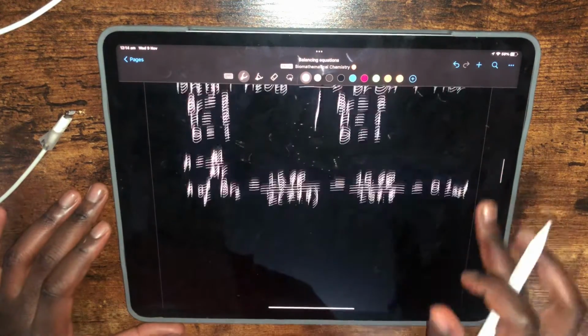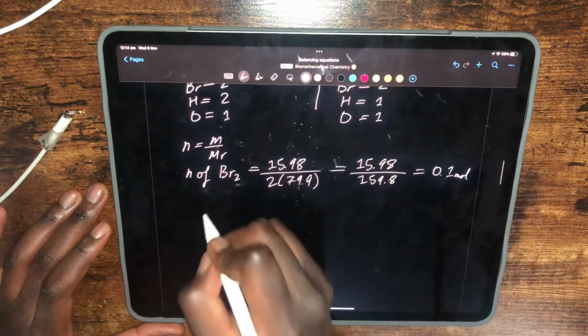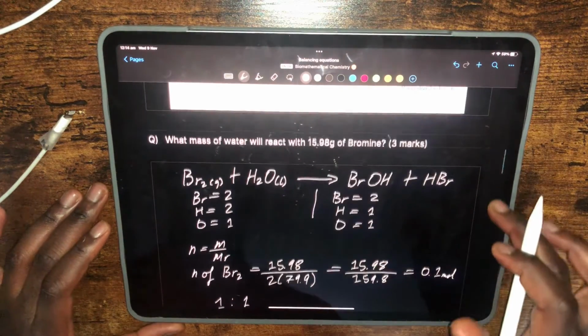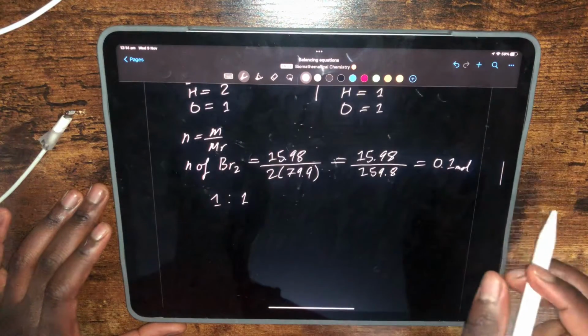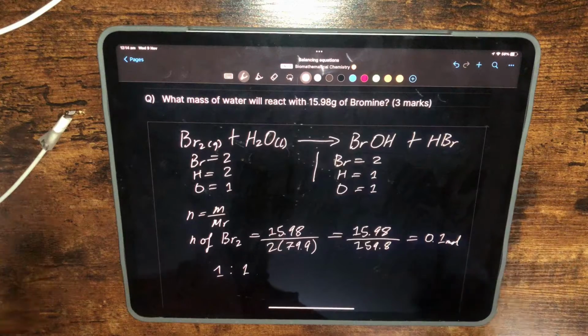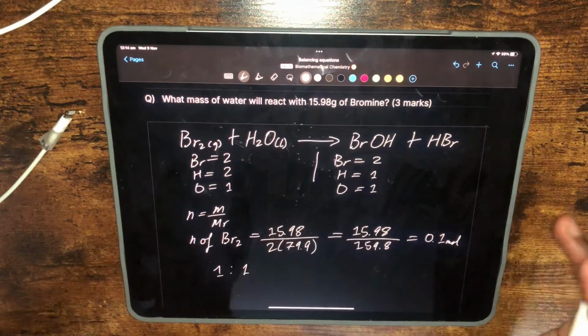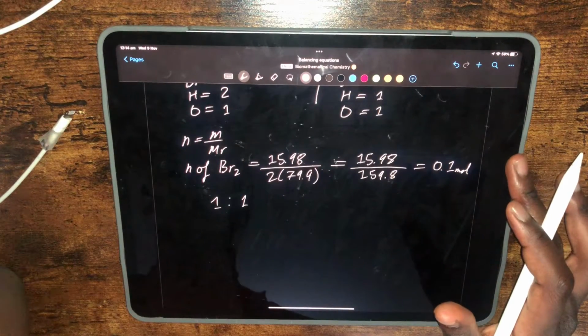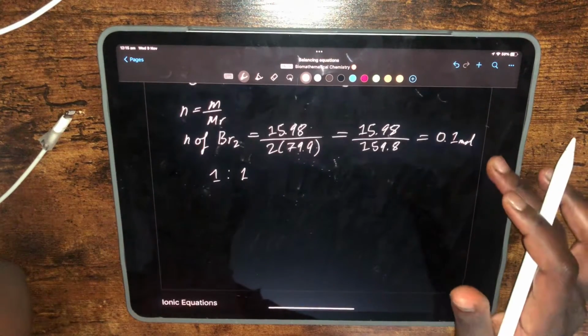You have to see that it's a 1-to-1 molar ratio here, right? For every 1 mole of Br2, there's 1 mole of H2O. So we can just write 1-to-1 molar ratio. You should spend 3 minutes on this question, but I'm just trying to explain and break it down for you. So I'm spending a bit more than 3 minutes. I'll probably do the next one in less than that, but we'll see.